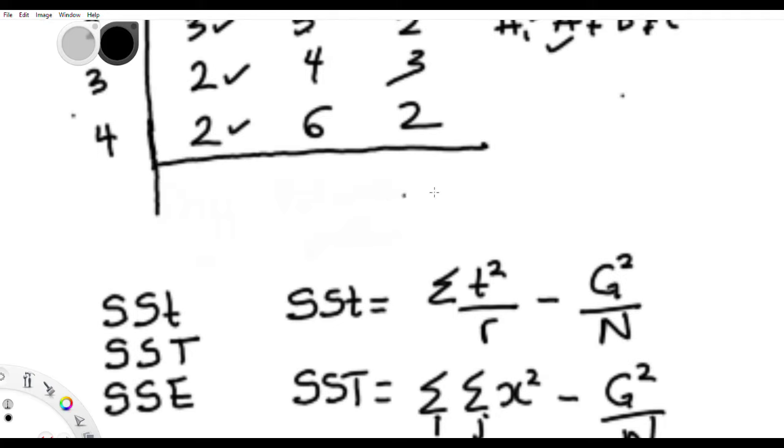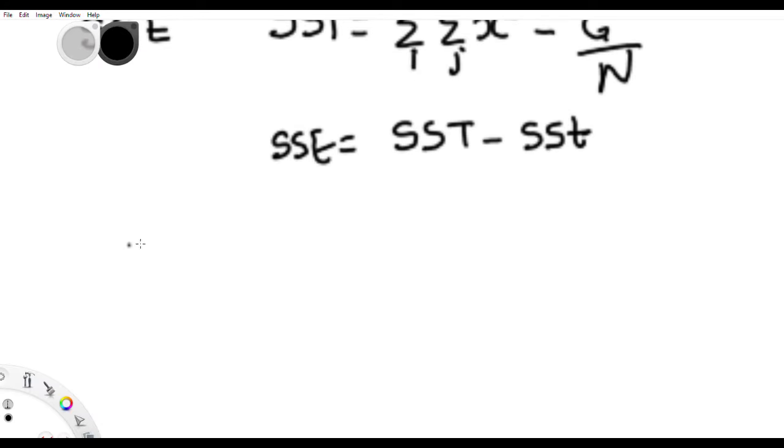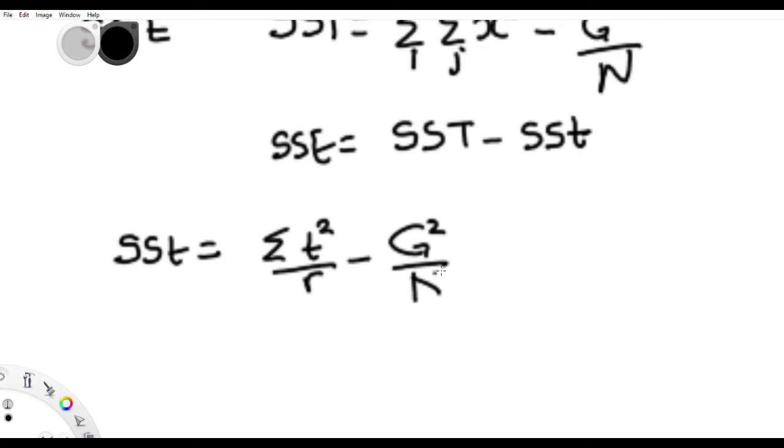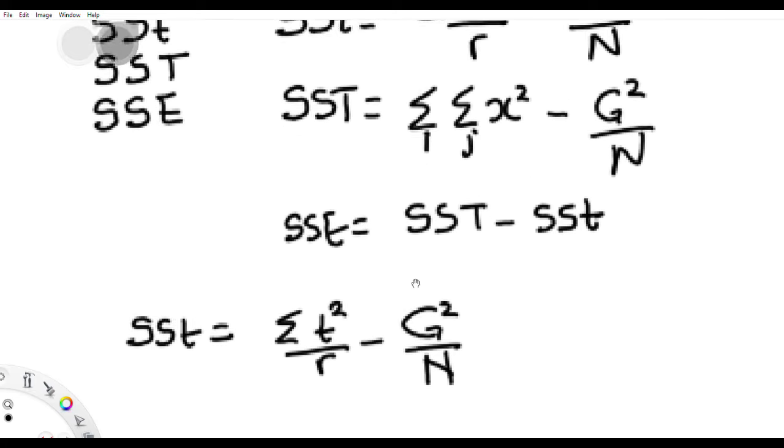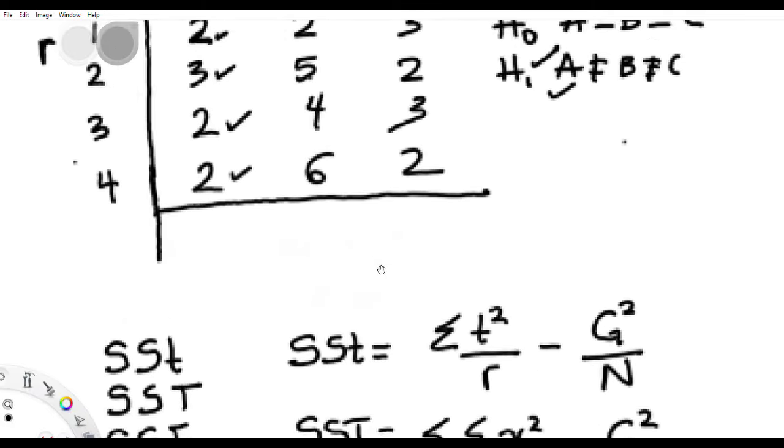So first and foremost, what is the summation of the treatment? Because we need to first compute the sum of square treatment. Remember, we said sum of square treatment is the summation of the squared of each of the treatments divided by the replications, minus the grand total squared divided by the number of the elements there.